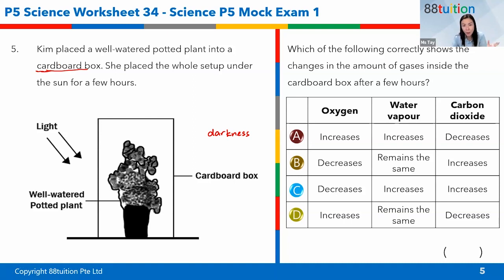So when there's darkness, what happened to the plant? What kind of processes will the plant take part in? Can there be photosynthesis? Correct, you are right. I see you're responding. Good. There's no photosynthesis, so no food made for the plant. And when there's no photosynthesis, there's no oxygen being produced, right?